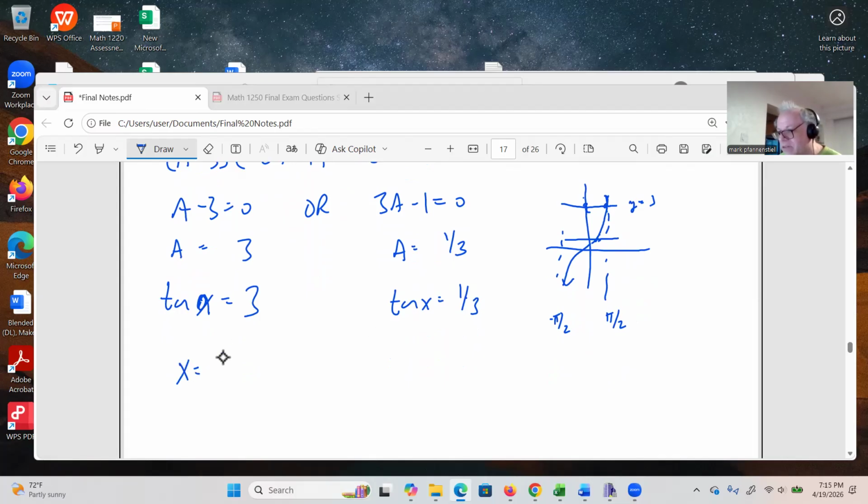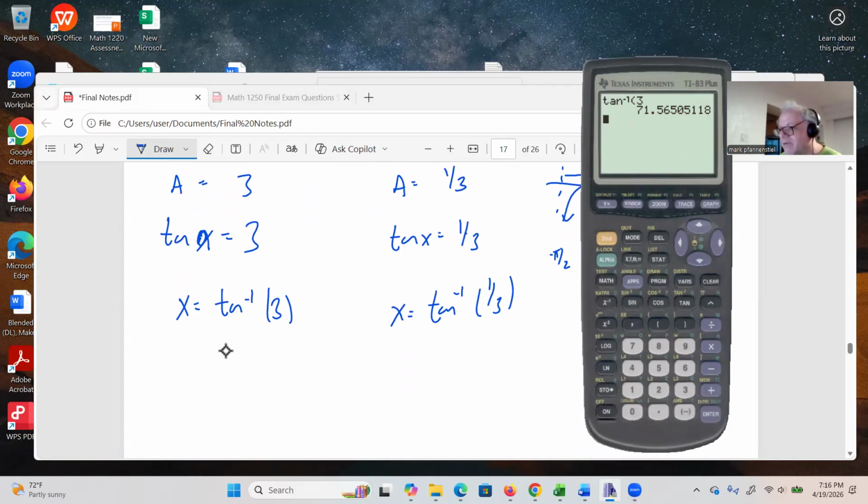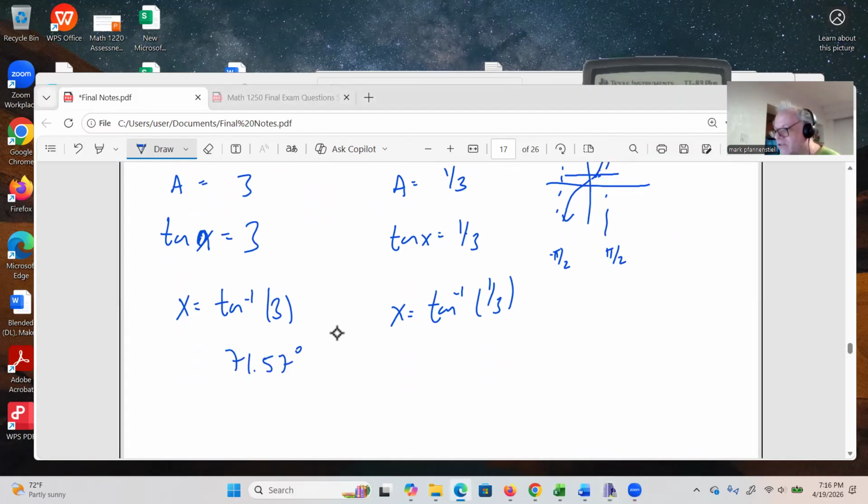We have x is equal to the inverse tangent of 3, and x is equal to the inverse tangent of 1/3. We'll pull up the calculator. We're going to make sure we are in degree mode, so we're going to say mode, degrees, and we're all set. Now we're just going to do inverse tangent of 3. That's the first one we're going to deal with. I think we have to do this to 2 decimal places, so we're going to say 71.57 degrees.